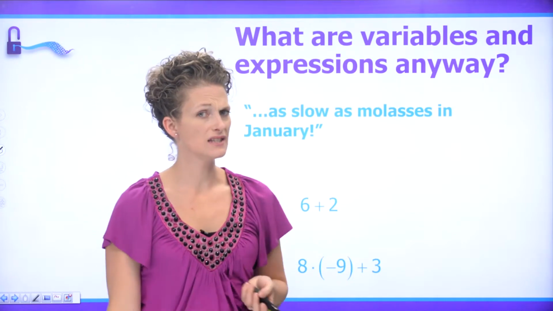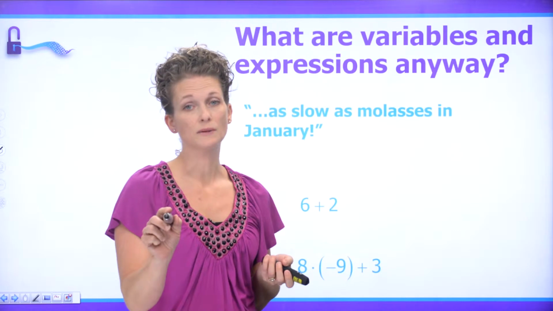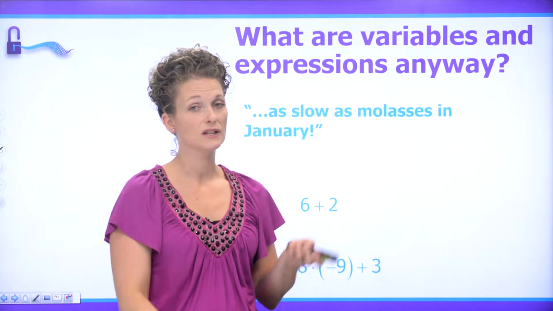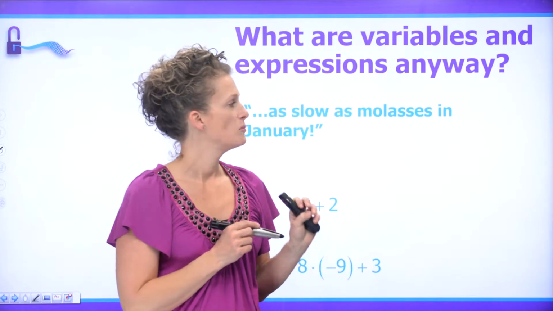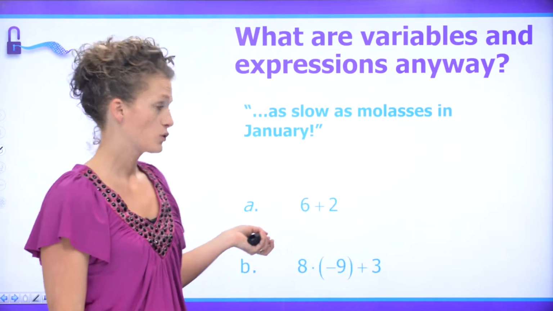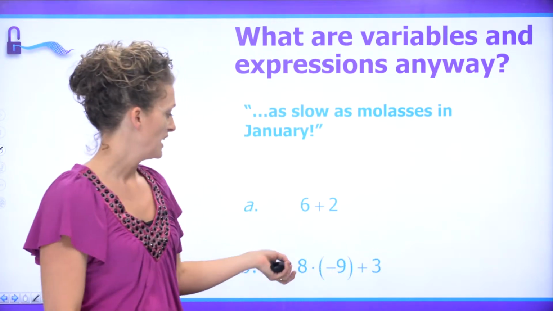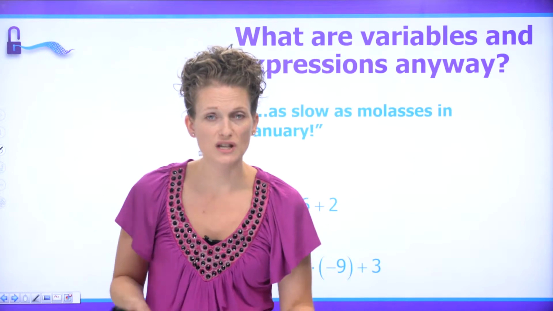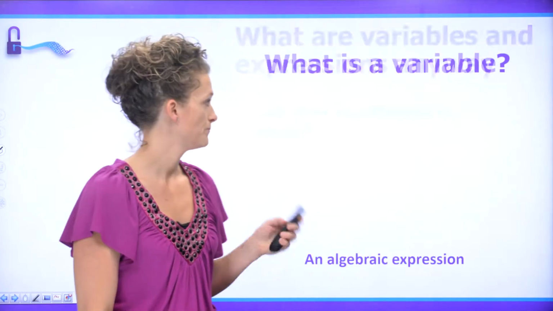As slow as molasses in January. Probably not something that you would hear if you live in a warm climate, but in a cold climate, this makes sense. The colder it is, the molasses moves very slow, but it's called a verbal expression. Now, in your math career thus far, you've seen 6 plus 2 or 8 times negative 9 plus 3. It's all numbers. So those are called numerical expressions.